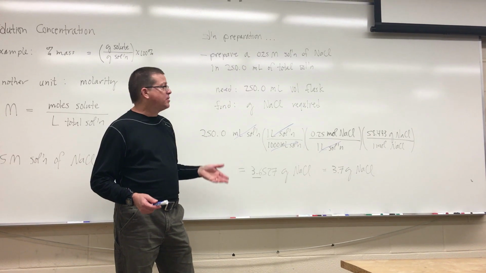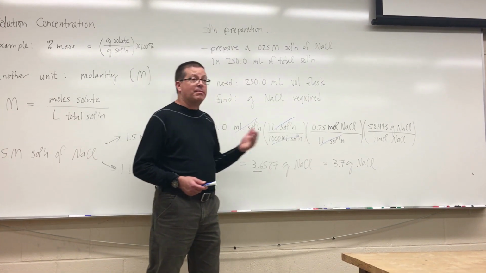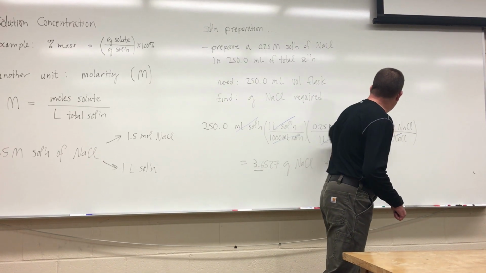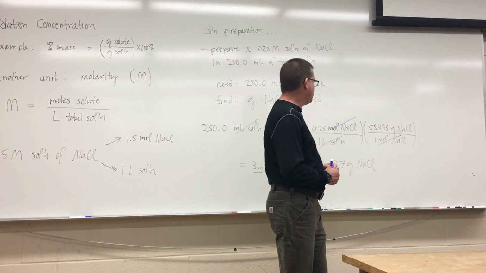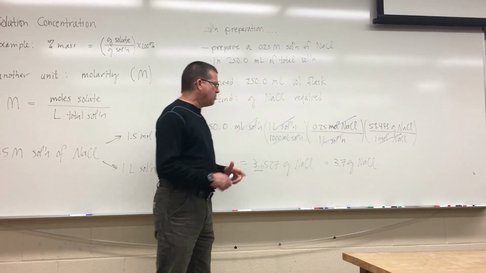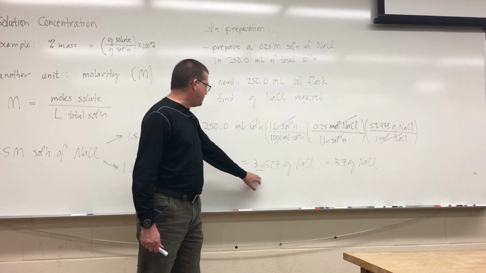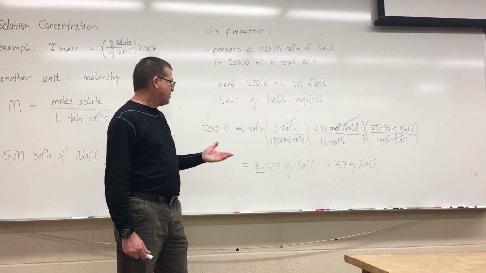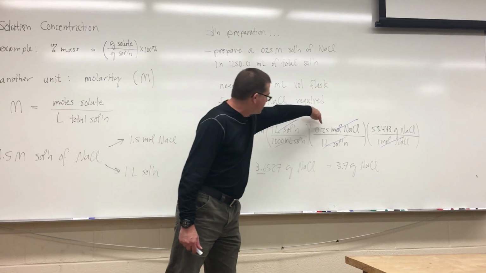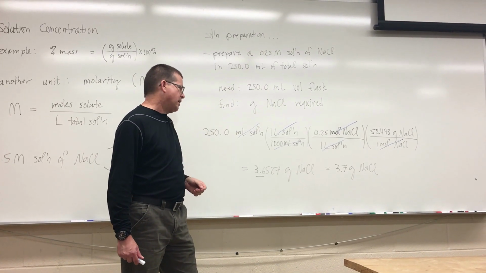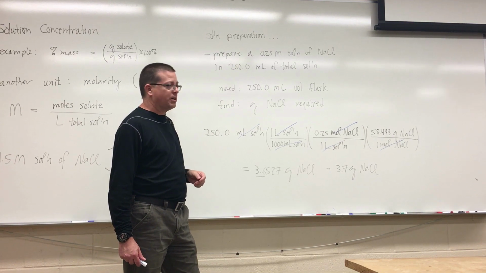All I need now is the formula weight of sodium chloride to get me to the grams of sodium chloride. So moles of NaCl will cancel with moles of NaCl. That's the formula mass of 1 mole of NaCl. And if I do the math here, I find I need 3.6527 grams of sodium chloride. Again, that's going to be limited to 2 sig figs because of the molarity here being limited to 2 sig figs. So I would round that to 3.7 grams of sodium chloride.